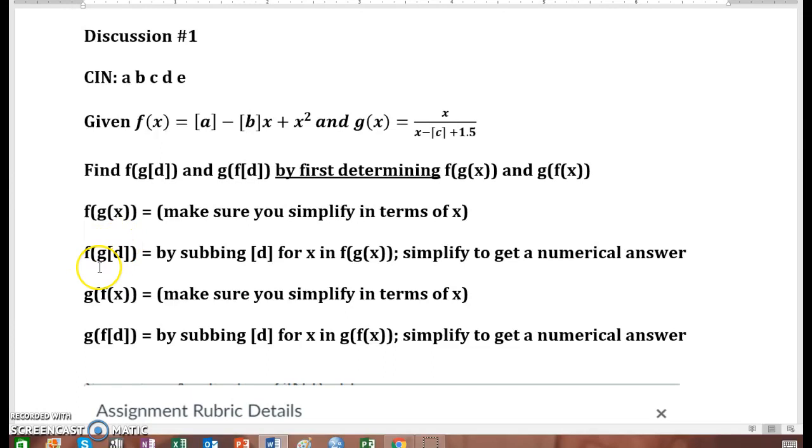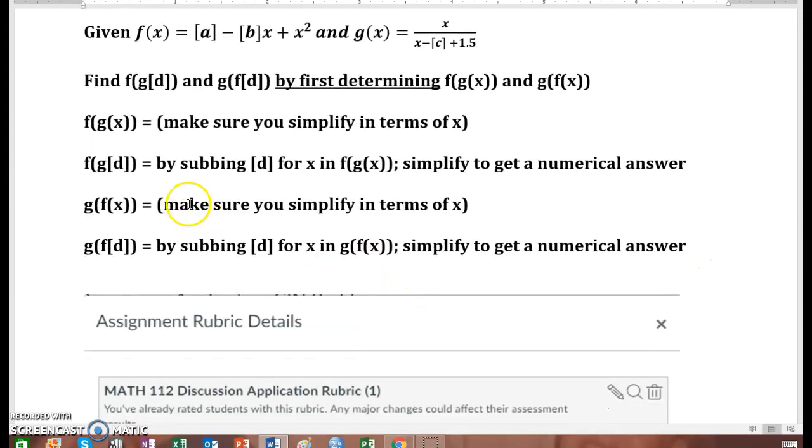Whatever your function f of g of x happens to be after you do the composition of functions, you can simply substitute your value of d for x, and then you will find a numerical answer for f of g of d. So simplify, obviously, to get a numerical answer as your conclusion.